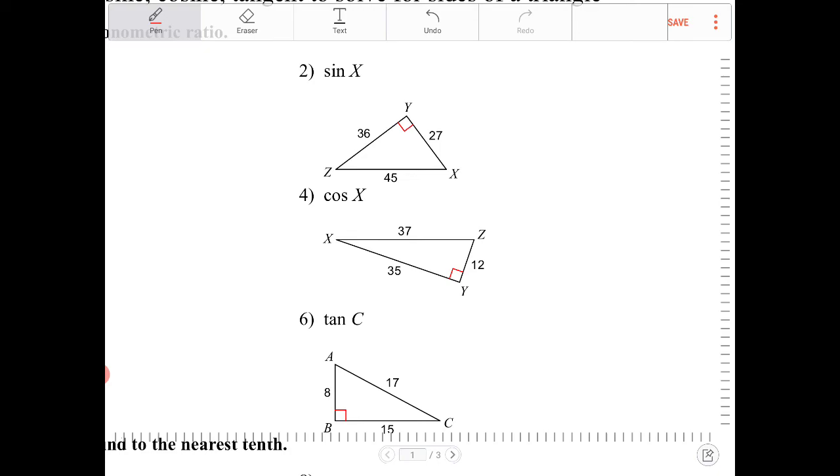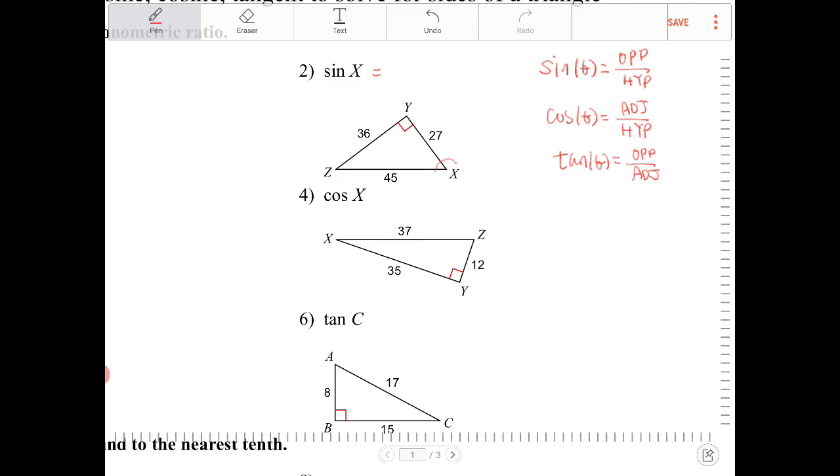So sine of an angle, the ratio is opposite over the hypotenuse. Cosine of an angle is adjacent over the hypotenuse. And tangent of an angle is opposite over adjacent. Now you have to keep this in mind as you go through these problems here. So now what they're asking you to do is, what is the ratio of sides for sine of x?